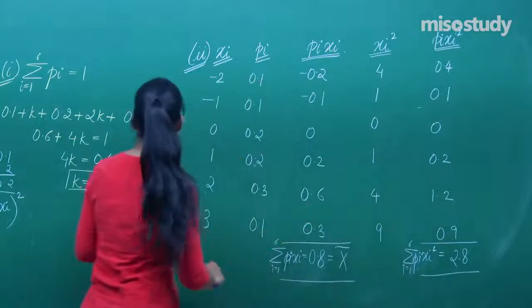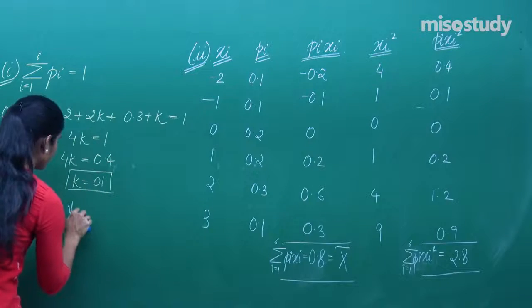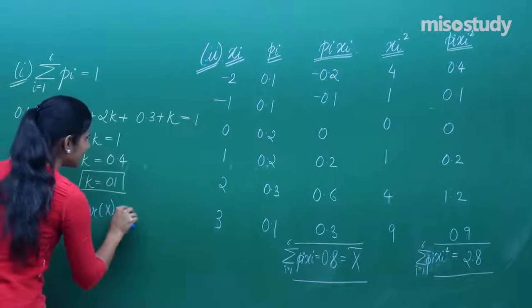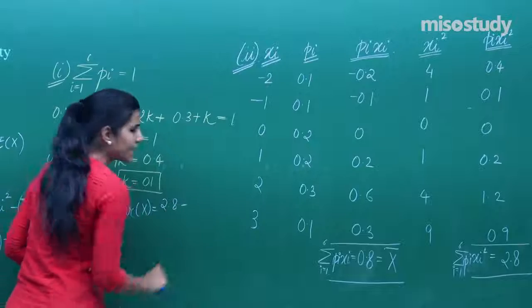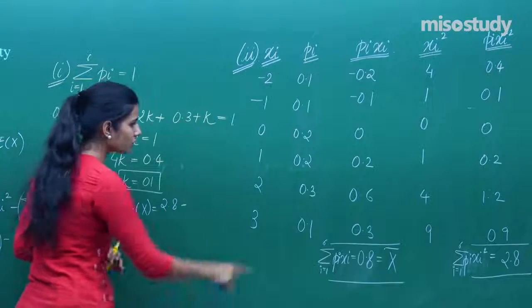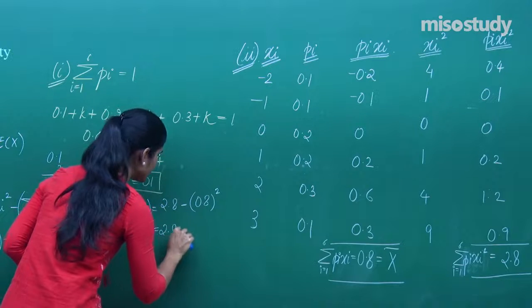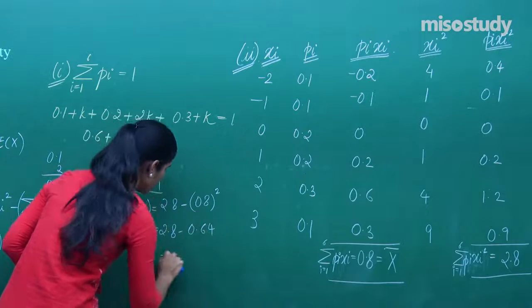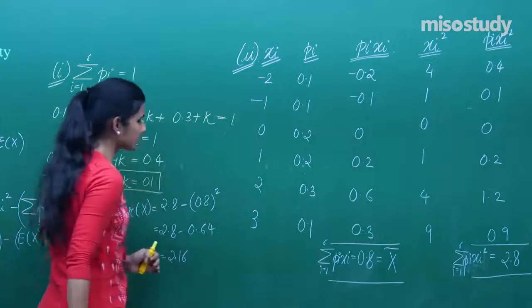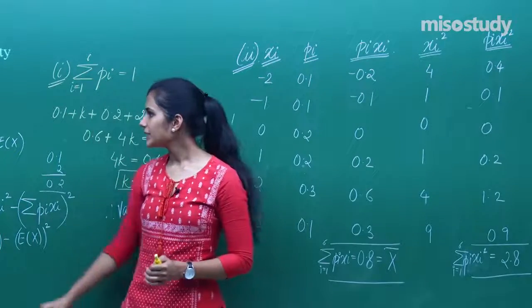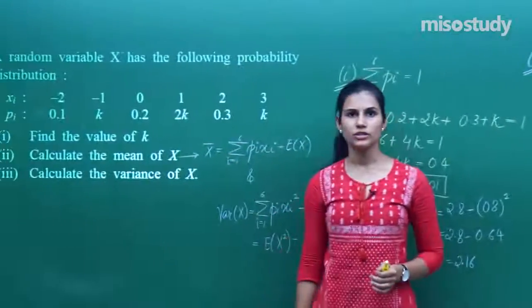And now what is my variance? It is this value 2.8 minus expectation of x, that is mean, whole square. Mean is 0.8, whole square. This gives you 2.8 minus 0.64, which is 2.16. And that's how you evaluate each and everything being asked in the question.